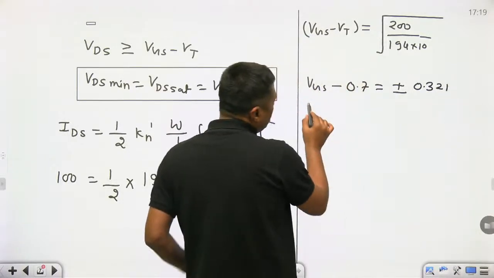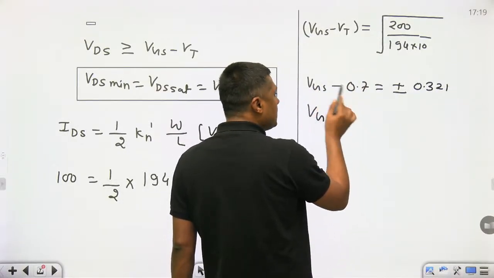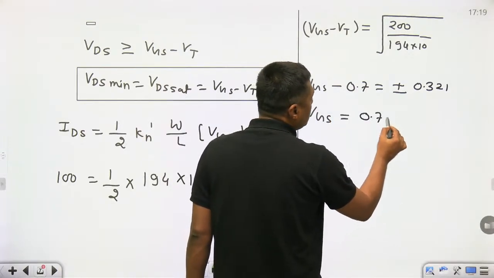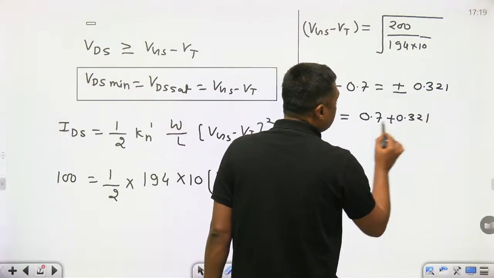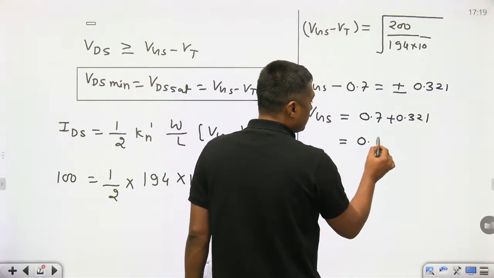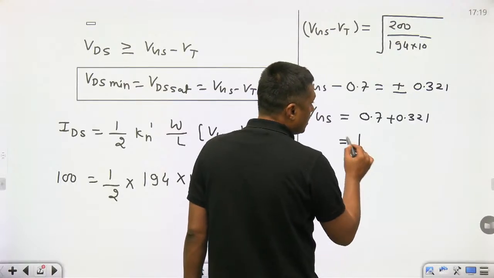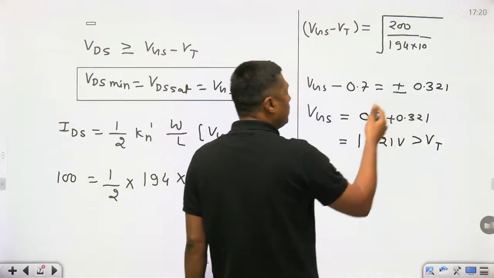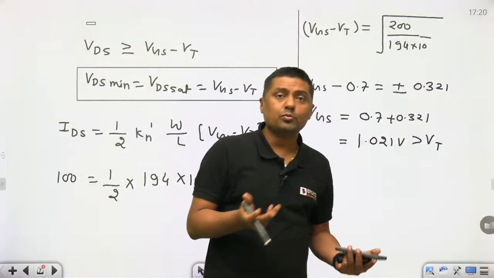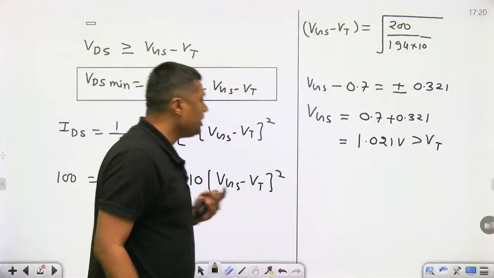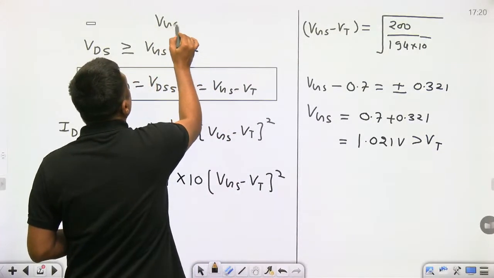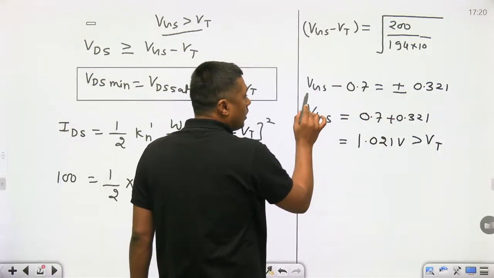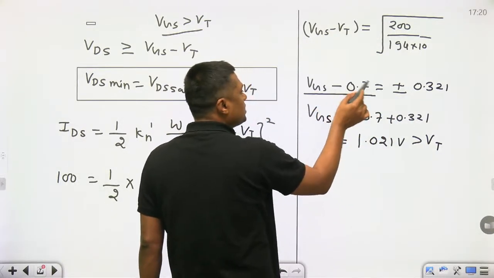0.321. Now you can say, sir, VGS minus VT. You have to choose the plus value. Why? Because when we are choosing the plus value, you will get the value greater than the threshold. If you are choosing the minus value, the value will become less than the threshold. Less than threshold means it is in cutoff, because VGS should be greater than VT. That is the condition. You have to ignore the minus value, you have to choose the plus value. Now, so what is the VGS minus VT? That is called VDS minimum.